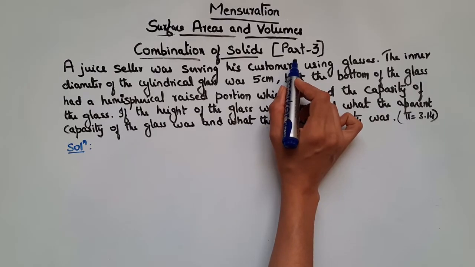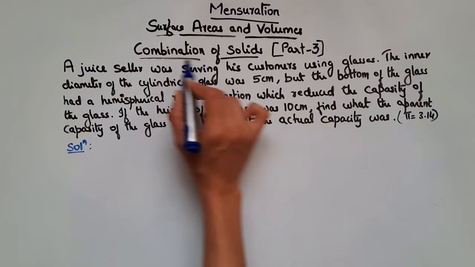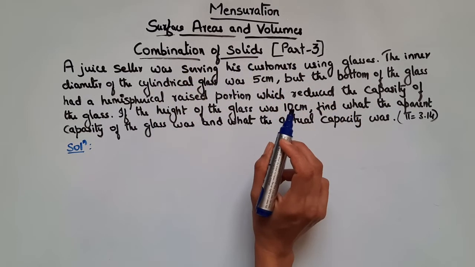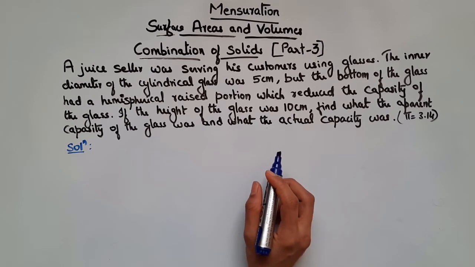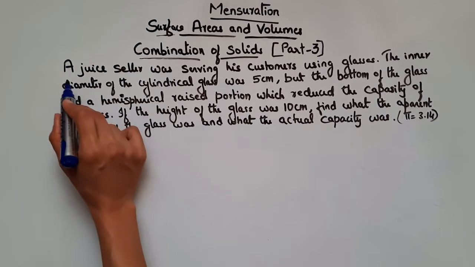In this video, we will see part 3 of surface areas and volumes of combination of solids. For part 1 and 2, link in the description box below, you can check that out. As this topic is important from an exam point of view, let's see some more problems under this topic.